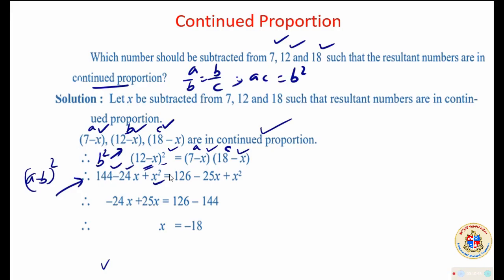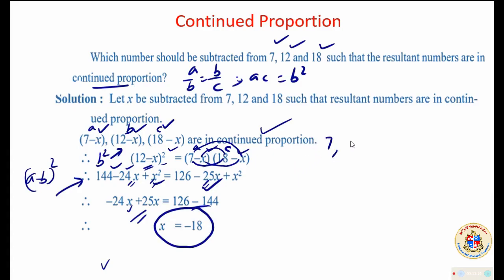Correct. After writing the expansion, look here: 7 into 18, 7 into minus x, into 18, minus into minus. Doing all this, we have expanded this too. All are in terms of x and let us bring all x onto one side. We reach this stage: minus 24x here, x square here, there is a minus 25x which will become plus 25x. Ultimately, we got the answer x is equal to minus 18.